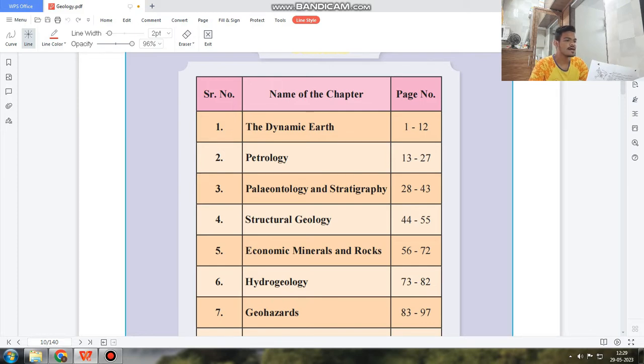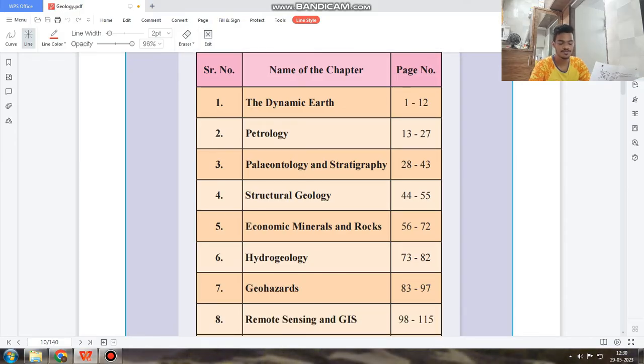paleontology and stratigraphy. In this chapter, in paleontology, the first half of the chapter we will be studying what fossils are, the types of fossils, uses of fossils. And in the next half of the chapter we will be studying what stratigraphy is.